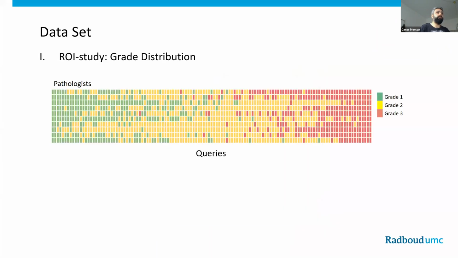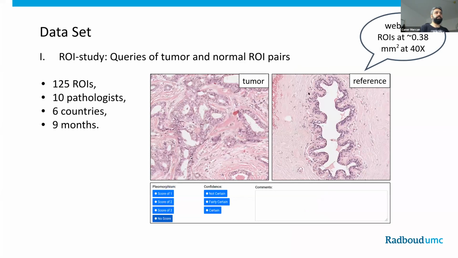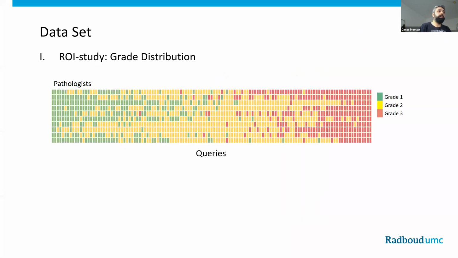Going back to the ARISE study a bit, I want to show the results or the feedback that we got from the pathologists. Here is the grade distribution. Each row actually corresponds to a pathologist, and each column corresponds to a query like this one. And of course, the colors correspond to grade 1, grade 2, and grade 3 with green, yellow, and red, respectively. Actually, this figure portrays really well how different the scoring patterns of the pathologists are and how high the disagreement between the pathologists can be.